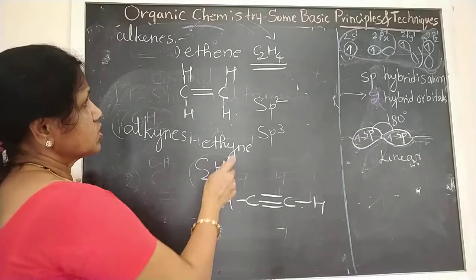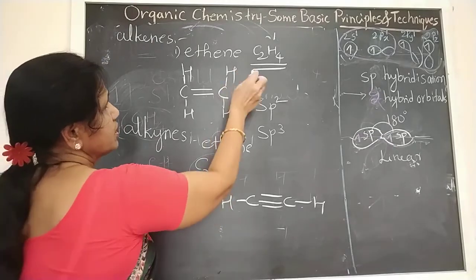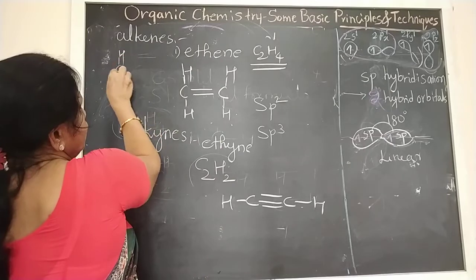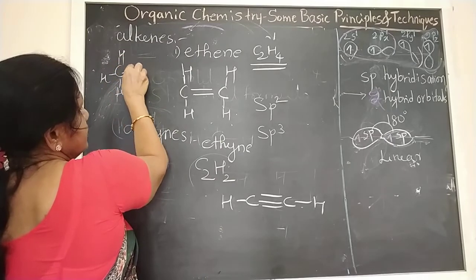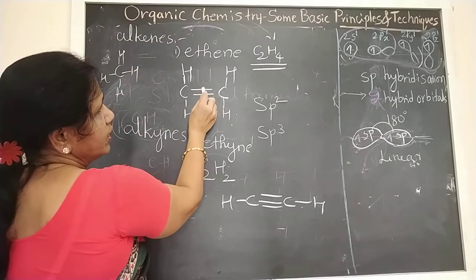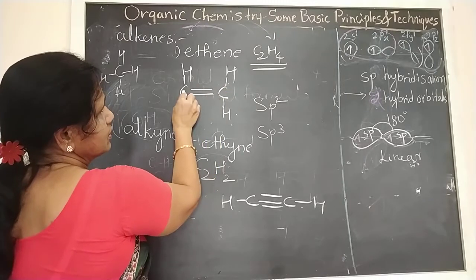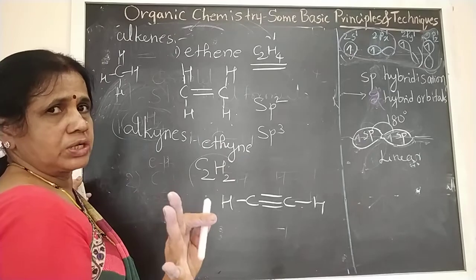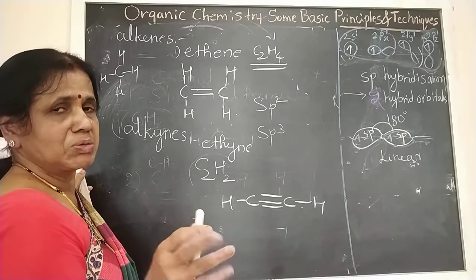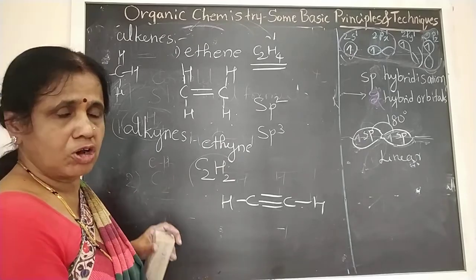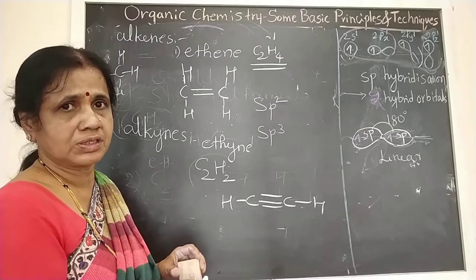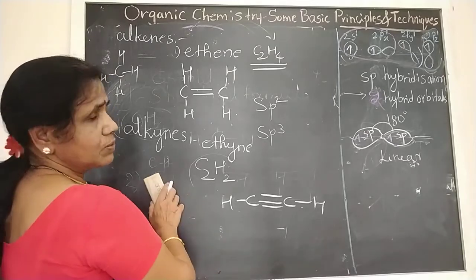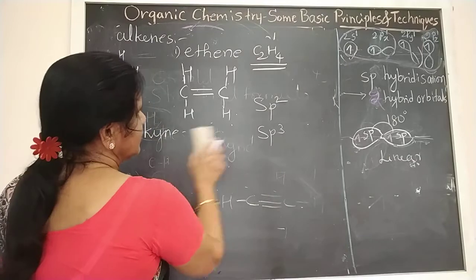Okay. So in the case of methane, CH4, 4 bonds are there. Correct? In the case of ethene, 1, 2, 3, 4, this carbon 1, 2, 3, 4. So carbon always should have 4 bonds. They may be double bonds or triple bonds or single bonds. There should be 4 bonds, so that its valency is satisfied.